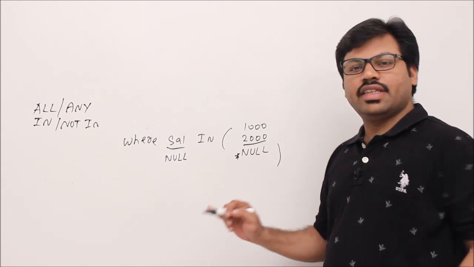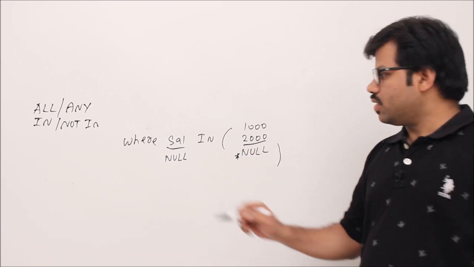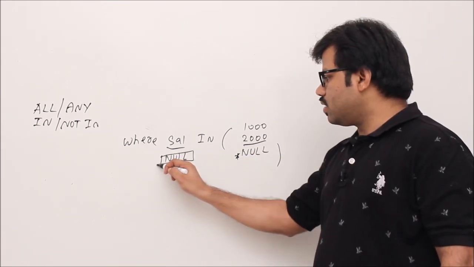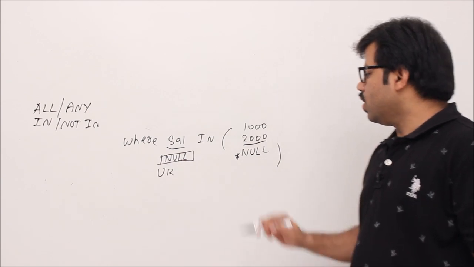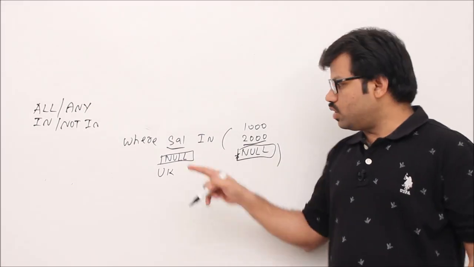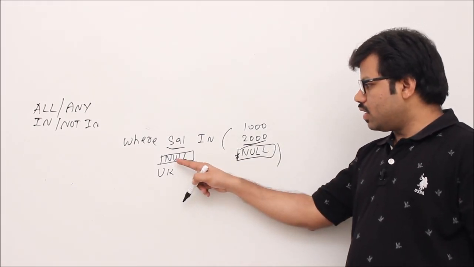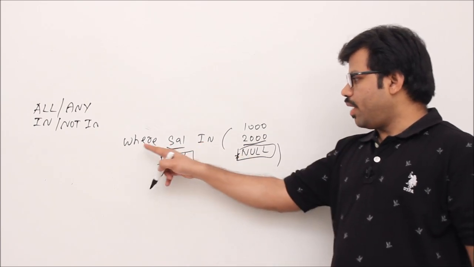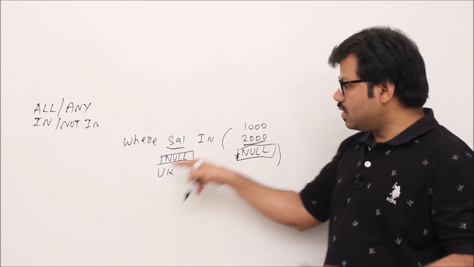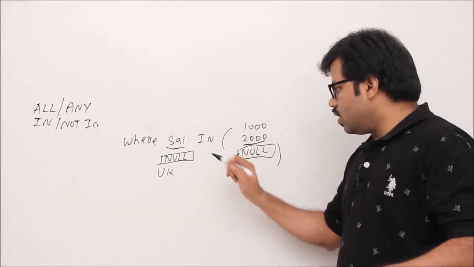Some students think that null in null is true. That is wrong, because here this null is an unknown value, some unknown value. This other null is some other unknown value, right? So these two unknown values may not be the same. That's why, with logic like null in null, where my salary is null, is this null value in these null values? No.